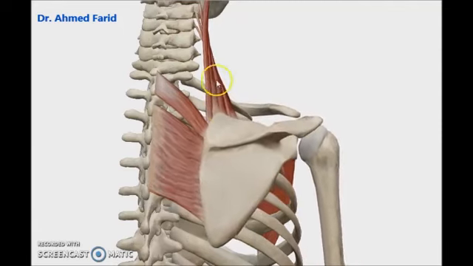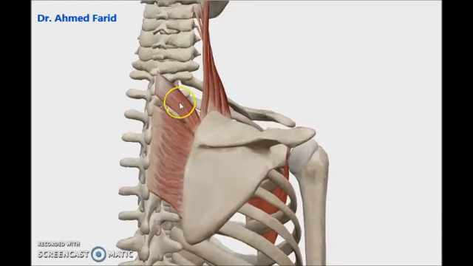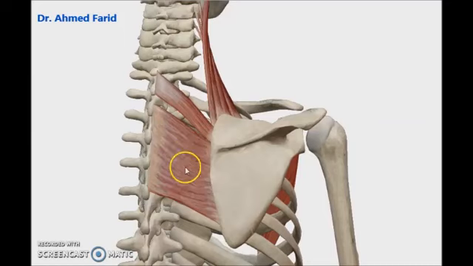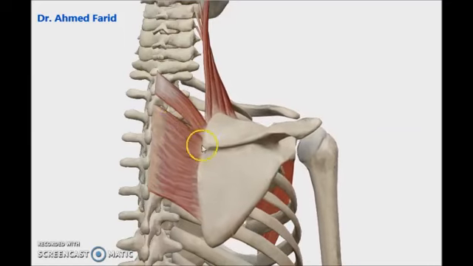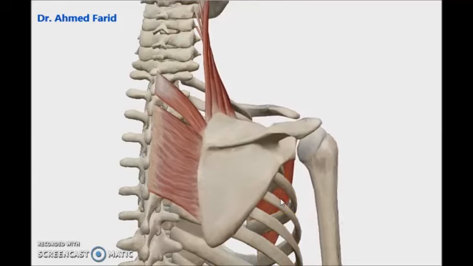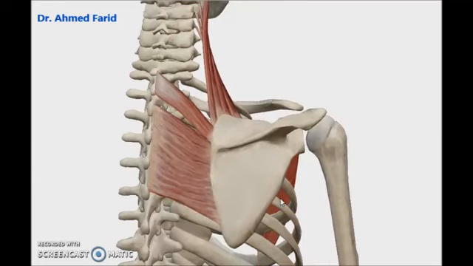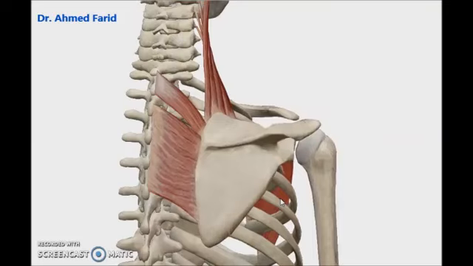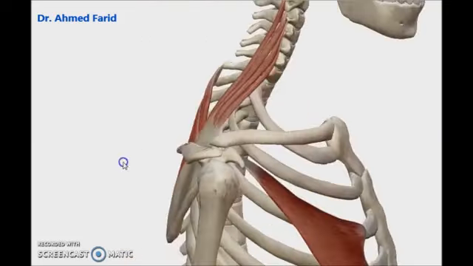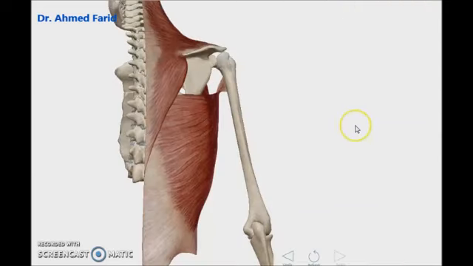So the action of the 3 muscles, levator, rhomboides minor, and rhomboides major, with each other, they will pull the medial border of the scapula like this, causing depression of the scapula, or downward rotation of the scapula, or downward tilting of the glenoid cavity, and this is done with the help of pectoralis minor.